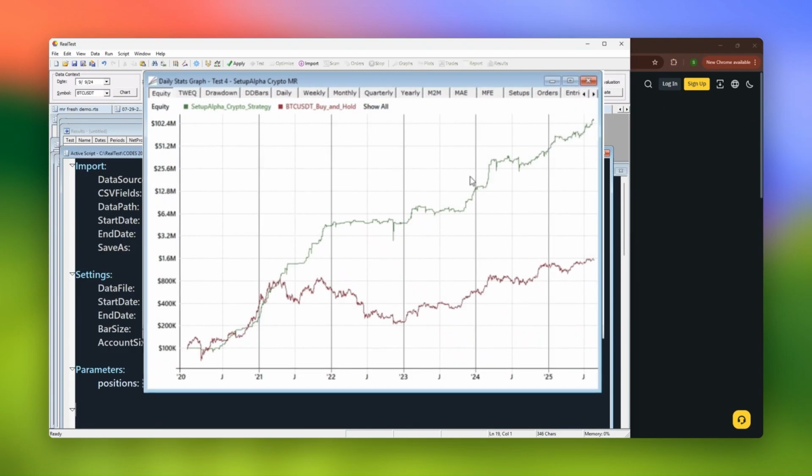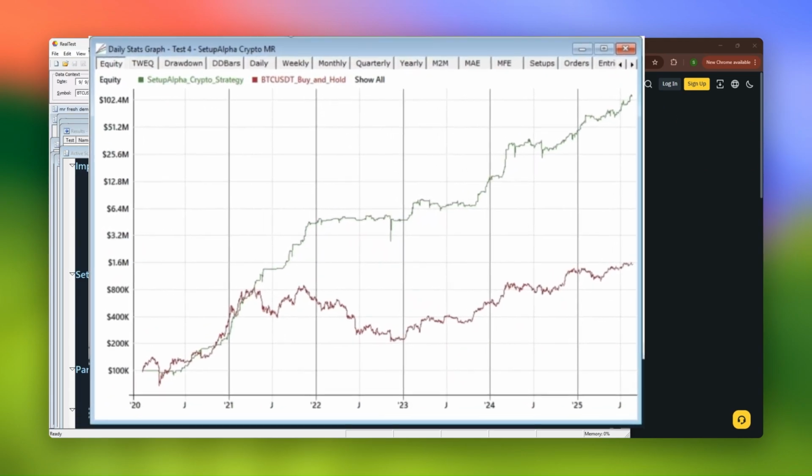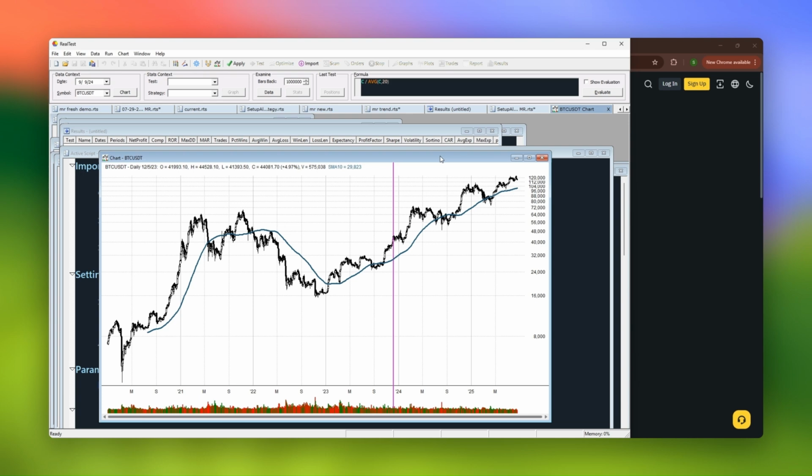People love the idea of catching big trends in crypto. But here's the painful reality. Markets don't trend most of the time. And today, crypto isn't even as volatile as it used to be. If you look at the chart from Bitcoin's early days, you'll see massive percentage moves. Today, because the market has grown so large, those extreme swings have shrunk to just a few percent.